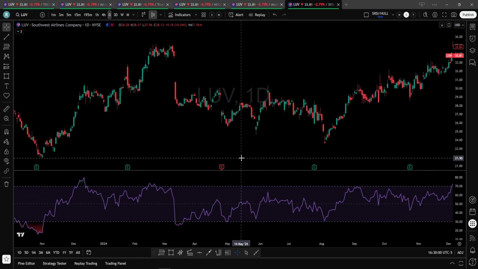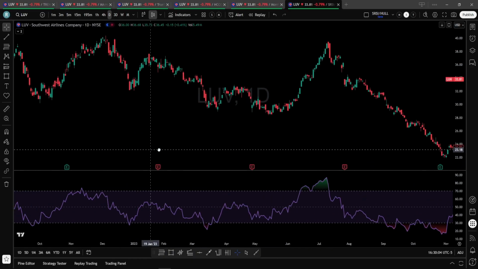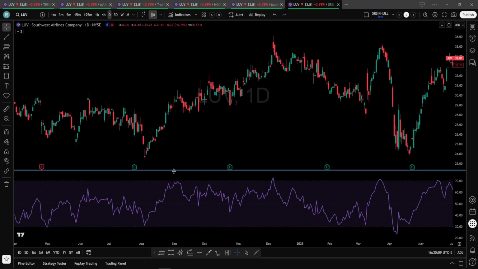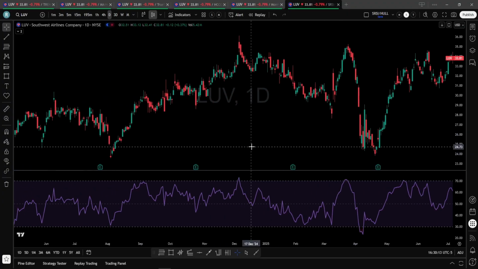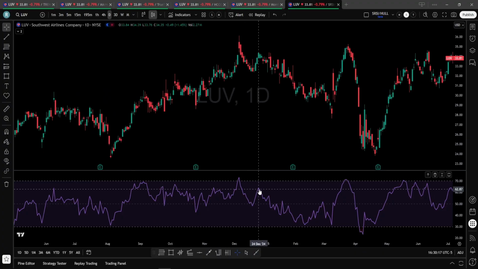And you can do the same for the bullish moves that fall short, for example, of reaching the 70 mark, the overbought mark. Trying to find a good example here. Here's one right here.